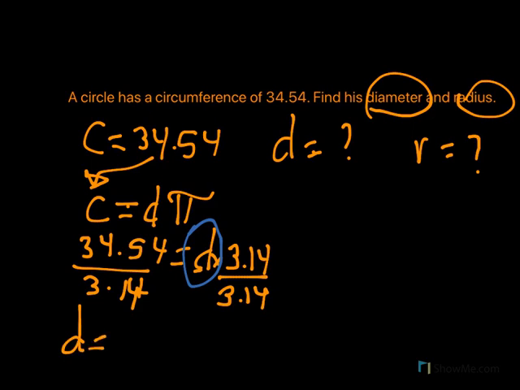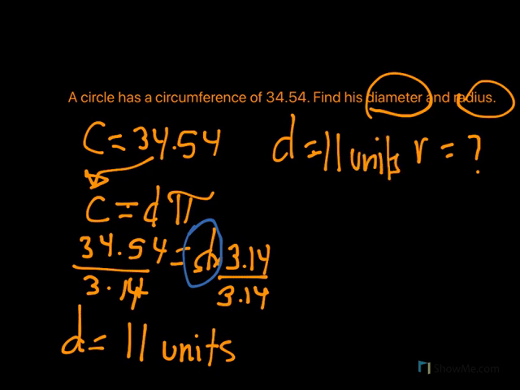Use your calculator: 34.54 divided by 3.14. It gives me an answer of 11. There's no unit, so you can just say 11 units. So that's my diameter. I already got my answer for the diameter. I'm going to erase this question here and add the answer, so 11 units.